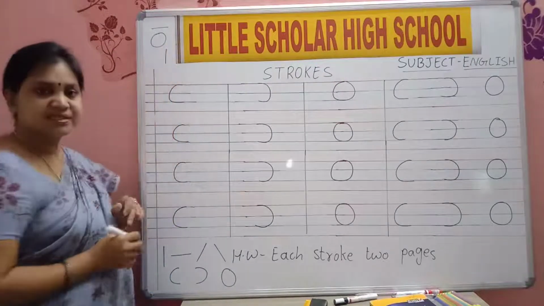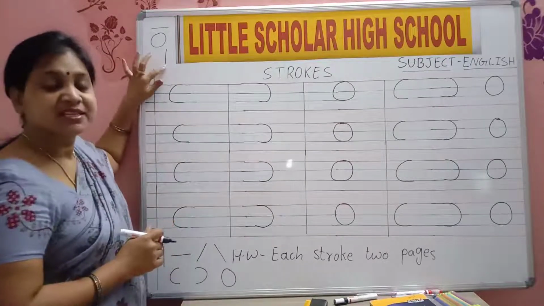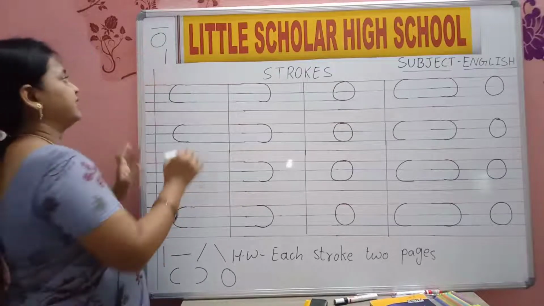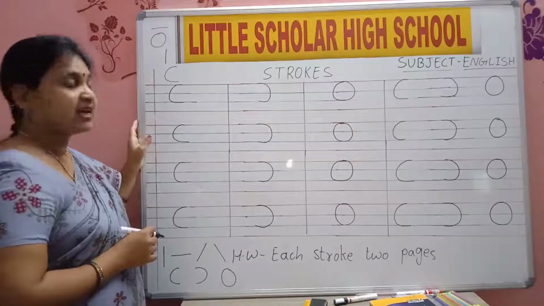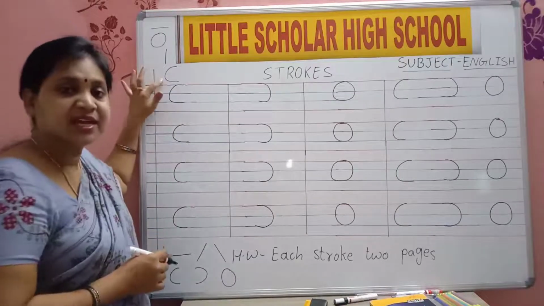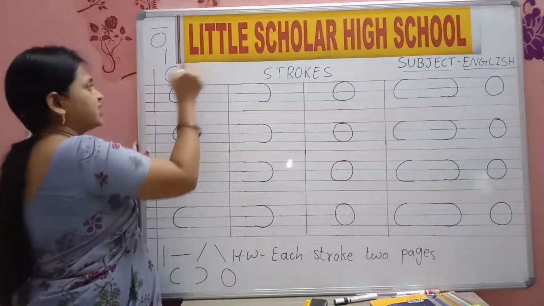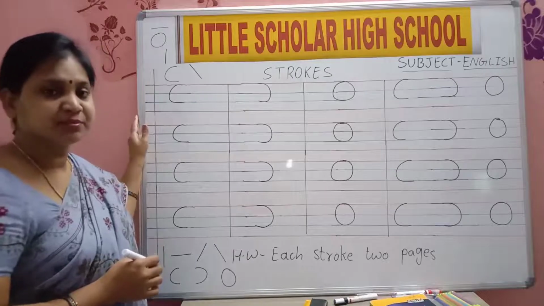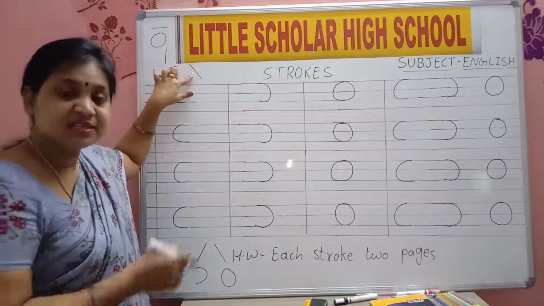which line is this? Standing line. Which line is this? Standing line. Next. What is this? Left curve. Yes, left curve. Next. Which line is this? Yes, are you able to give answer? That means you are perfect with strokes. Yes, very good.